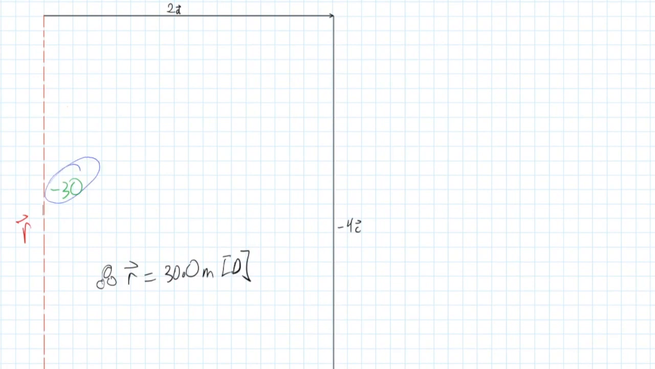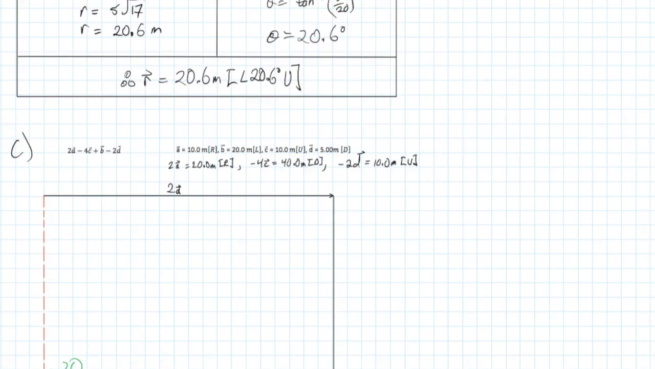There has to be an easier way to figure this out. And yes, there is. In fact, we could figure this out without having to draw the diagram. So here is the easier way. Let's take that original vector equation. R is equal to 2a minus 4c plus 2b minus 2d.